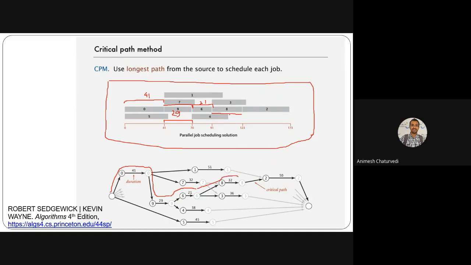This 32. Thereafter you have what? 50. This whole thing for the 2. And this will give you what? 173. This whole thing would give you what? Longest path as 173. This is how you actually plot this type of critical path, and you calculate.